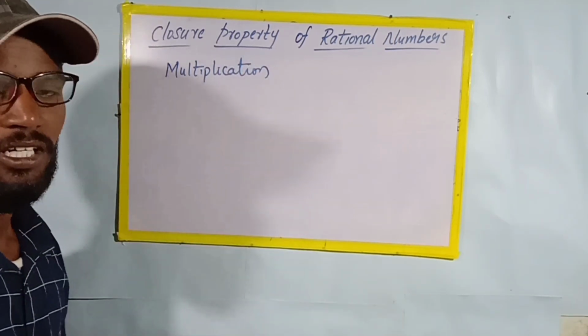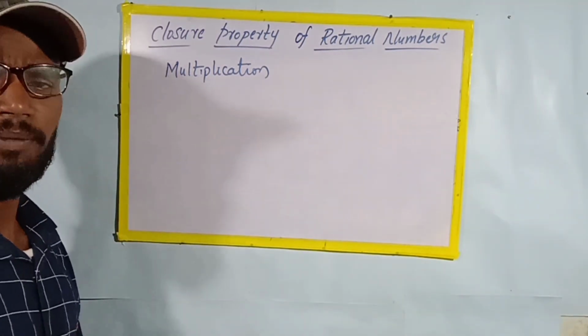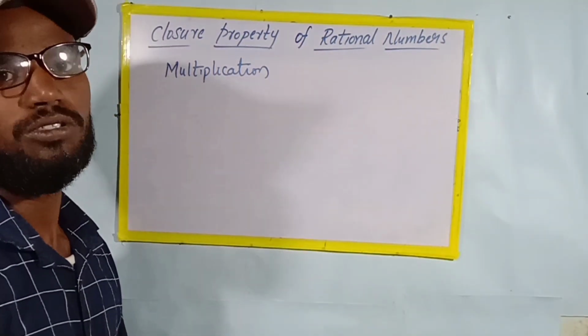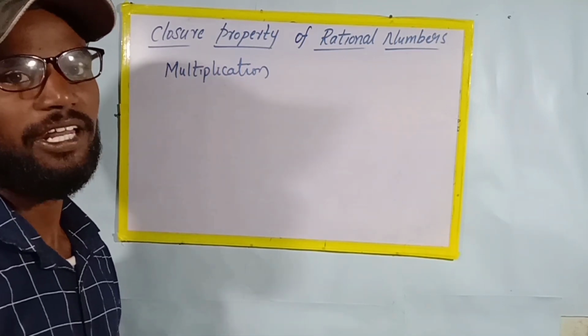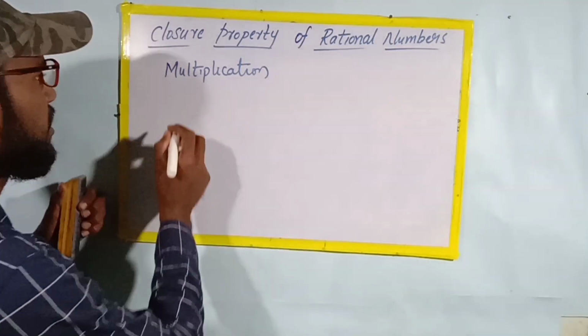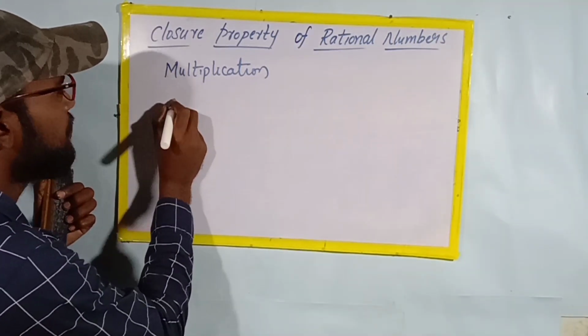So the multiplication. Take any two rational numbers and multiply. Then the result is again a rational number. Then it is closed under multiplication. Okay, rational numbers are closed under multiplication. So check whether it is closed or not.